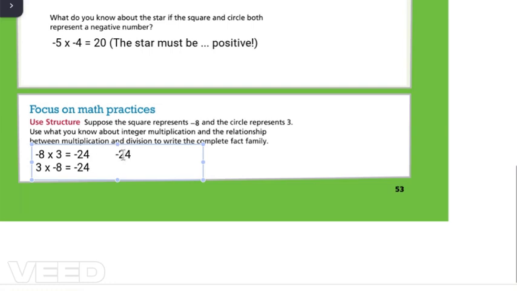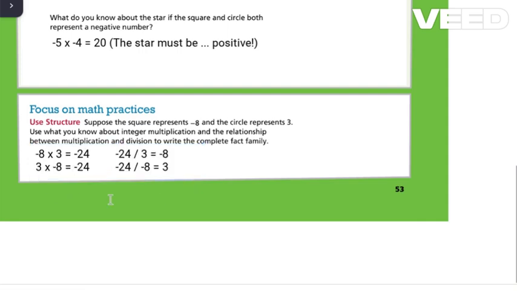If we have negative 24 and we divide it by 3, we will get negative 8. Right? Because 24 divided by 3 is 8, so negative 24 divided by 3 is going to be negative 8. And when we divide 2 negative integers, just like when we multiply 2 negatives, we will get a positive. This is the fact family with those 3 numbers.